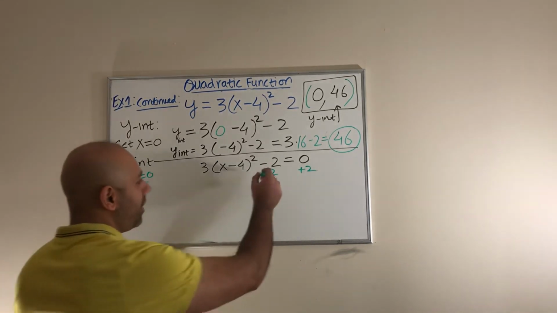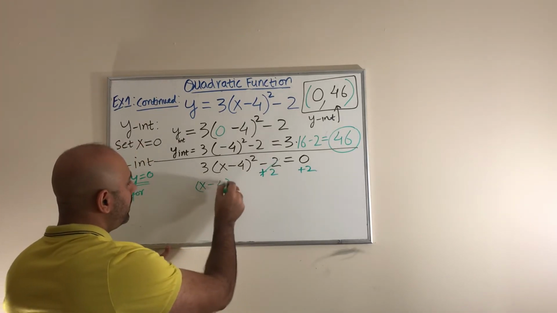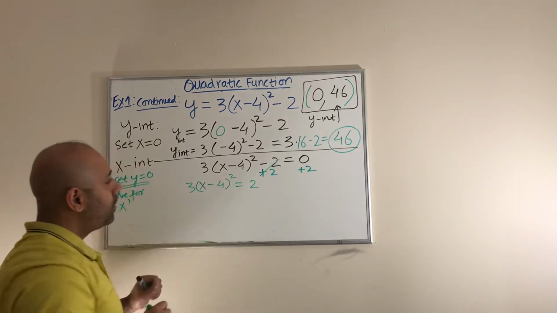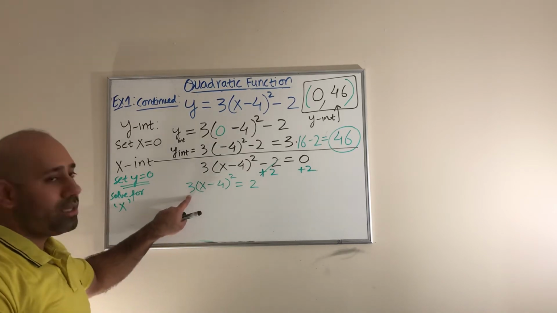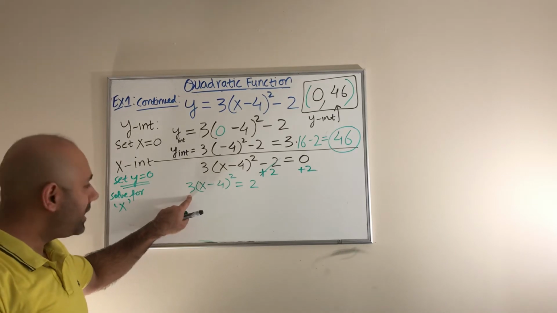So if I do that, this crosses out. I'm left with (x - 4)² whole square. There's a 3 here, and that equals positive 2. Okay, guys, I simply added 2 to both sides. Now I still want to get rid of this 3 before I can take the square root. I don't want to take the square root right away. First I want to isolate, okay?